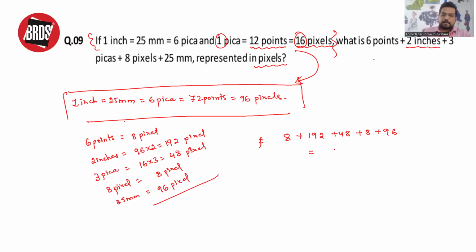We can directly add them and get the answer: 8 plus 192 is 200, 248, 256, and 96 would come out to be 352 pixels. So the answer for this question is 352 pixels. That's how we can very simply get this one. You just create this whole thing in one line, equate them from the very beginning till the end in one line only and convert them accordingly.